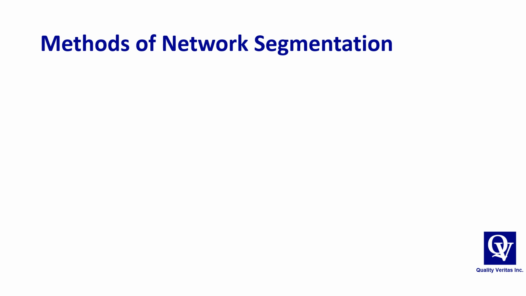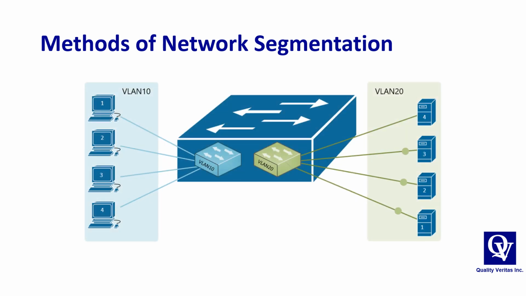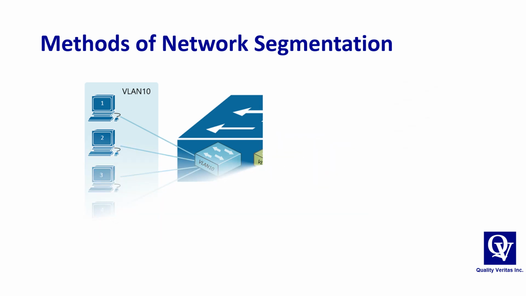Now, let's explore the various methods of network segmentation, each offering unique benefits and implementation strategies. Methods of network segmentation. VLANs. VLANs, or virtual local area networks, provide a way to logically separate networks within the same physical infrastructure. This means you can create distinct network segments without needing additional physical hardware. Implementation of VLANs involves configuring switches to create isolated network segments. Each VLAN functions as a separate network, allowing for efficient traffic management and improved security.